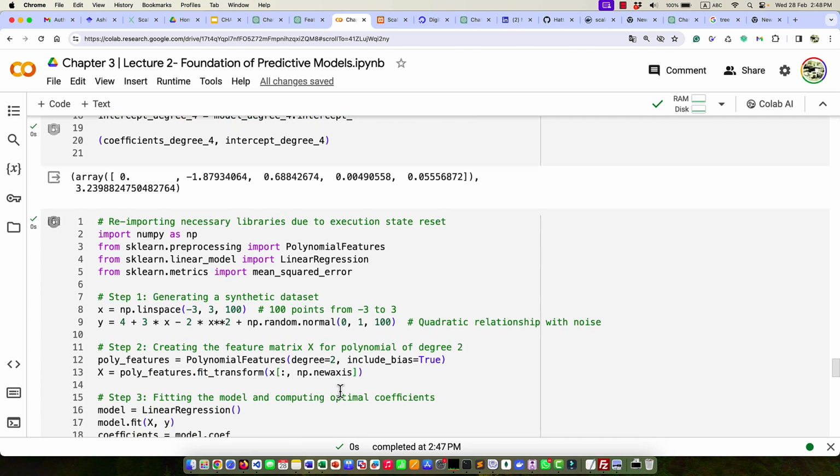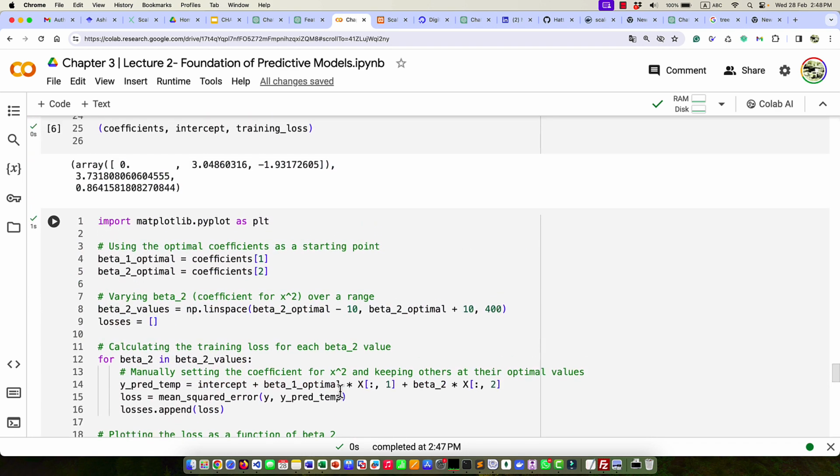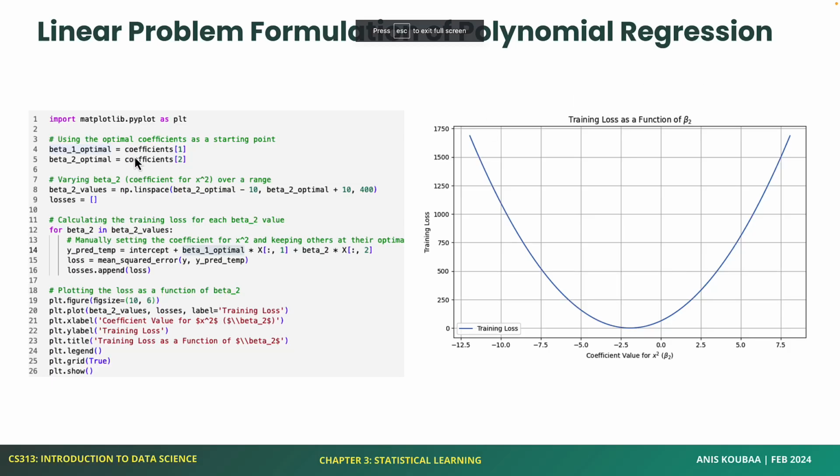Okay, but now what is more important? It's what I have here in this plot. Now, I have found the coefficients of the second order polynomial, which are optimal. And now we've done an experiment. If I fix beta 1 optimal in this equation, look, this is the equation, beta 0 plus beta 1 x plus beta 2 x power 2. You've seen this one? So what I am doing here, I am fixing the optimal values of the intercept and beta 1 and changing only that of beta 2.